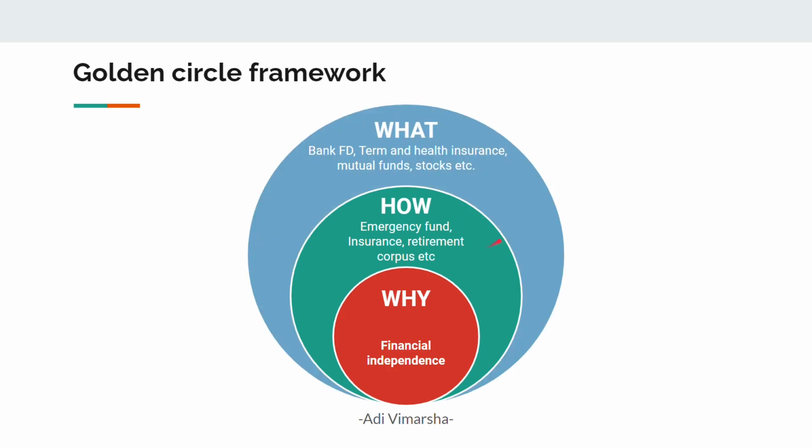And in the last comes what. What are the tangible products by which we will implement these strategies? So see the priority. First one is why, that is core purpose. Then comes how, that is strategies. And in the last, that is third, comes the what, that is tangible products. And in our case, that will be bank FDs, term or health insurance, mutual funds, stocks, etc. If you set this in the correct framework format, then this model will give us confidence, conviction, and clarity for every investment decision that we are making. So if you find this useful, do give it a try and put your thoughts in this format, and I am sure it will definitely help you.